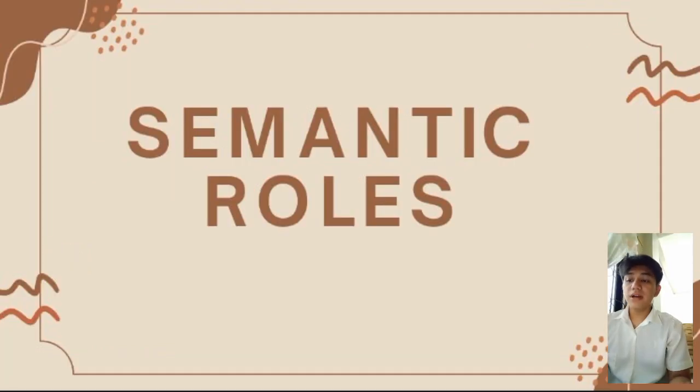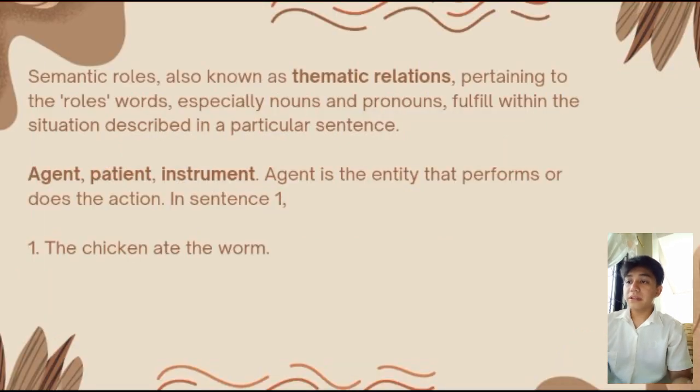So next are the semantic roles. So what are semantic roles? Also known as semantic relations, they pertain to the roles that words, especially nouns and pronouns, fulfill within the situation described in a particular sentence. We have here examples of the agent, patient, and instrument. So what is an agent? An agent is the entity that performs or does the action.